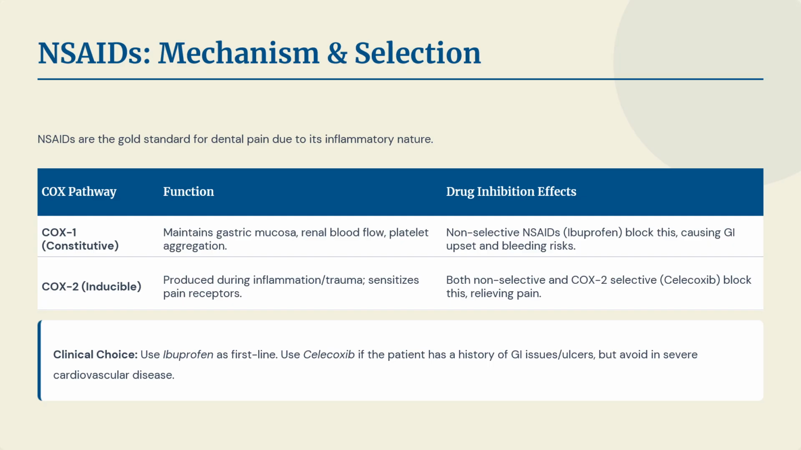Now, COX-1 drugs maintain gastric mucosa, renal blood flow, and platelet aggregation. So non-selective NSAIDs like ibuprofen block this, causing gastrointestinal upset and bleeding risk. COX-2 is produced during inflammation or trauma and sensitizes the pain receptors. So here, non-selective NSAIDs and COX-2 selective Celecoxib block this pathway and give pain relief.